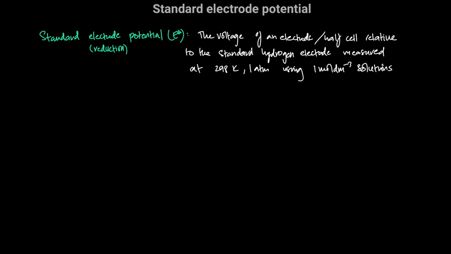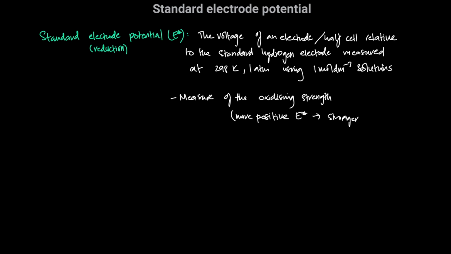The standard electrode potential is a measure of the oxidizing strength of a substance, or the measure of their strength as oxidizing agents. So a more positive standard electrode potential or standard reduction potential means that the reactant is a stronger oxidizing agent. More positive E naught means that we have a stronger oxidizing agent.